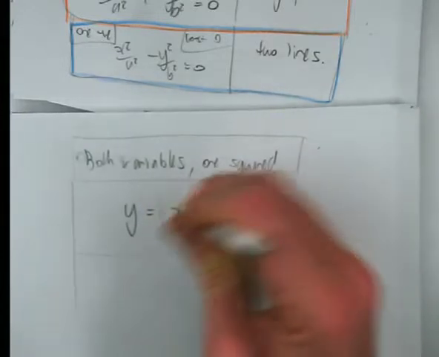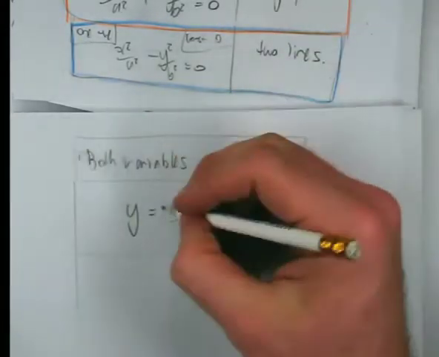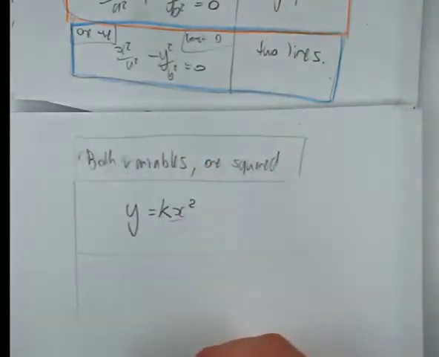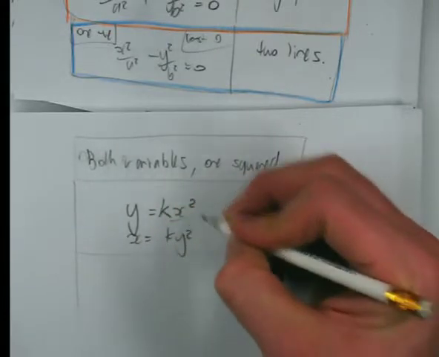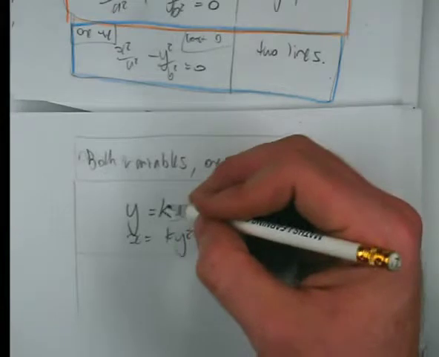But this is the traditional standard version of a parabola, or you could have x equals ky squared as well, and it could be plus or minus as well, so the k could be negative.